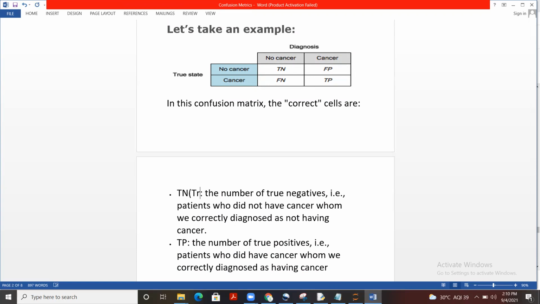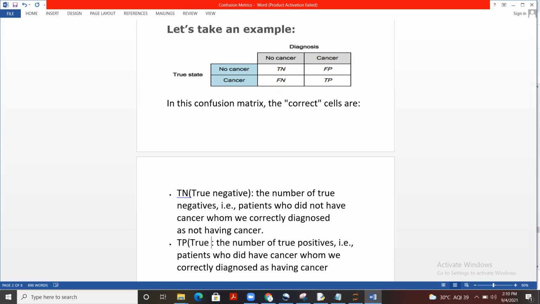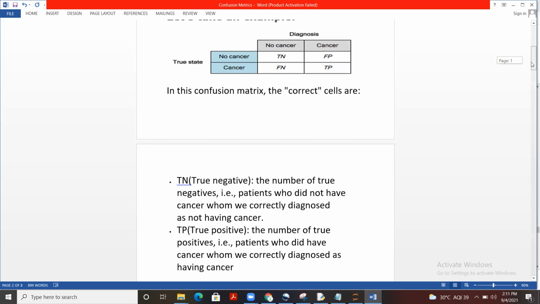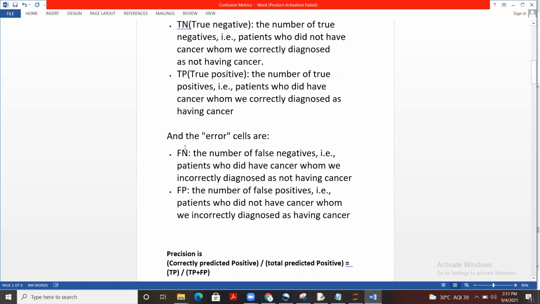So TN is basically true negative. These are very important. True negative is the number of patients who did not have cancer, whom we correctly diagnosed as not having cancer, and that is a true negative state. What is true positive? True positive is a state where the patient did have cancer, whom we correctly diagnosed as having cancer. That means we are correct in both cases. So true negative and true positive, we put into the correct cells. And what are the errors? Errors are the false negative and false positive.